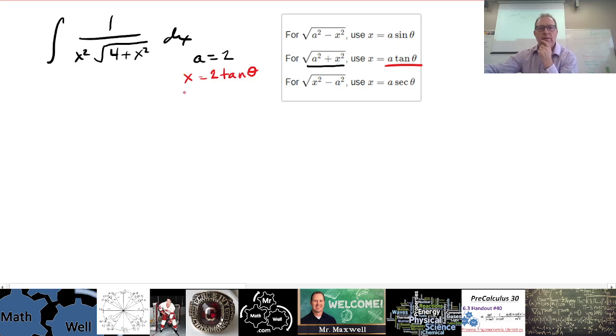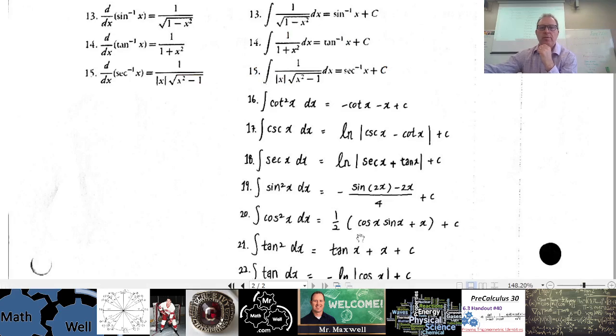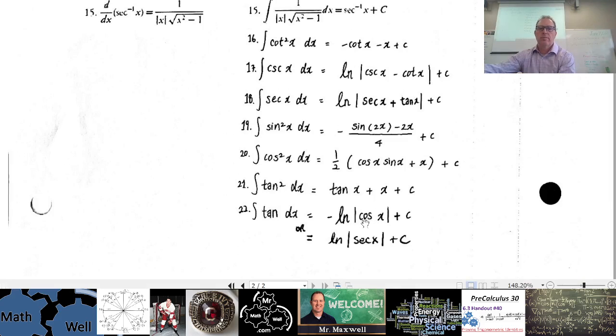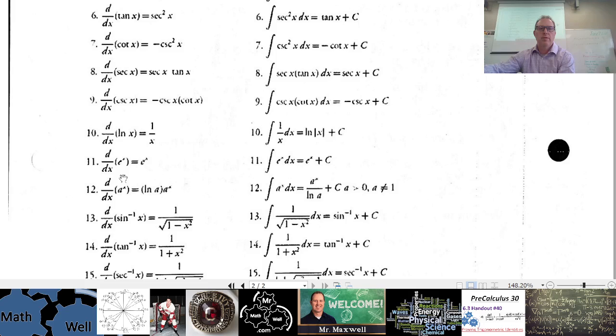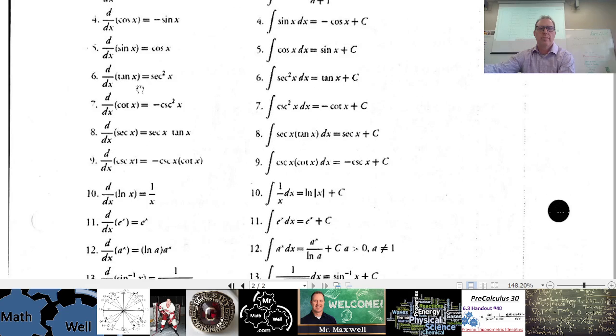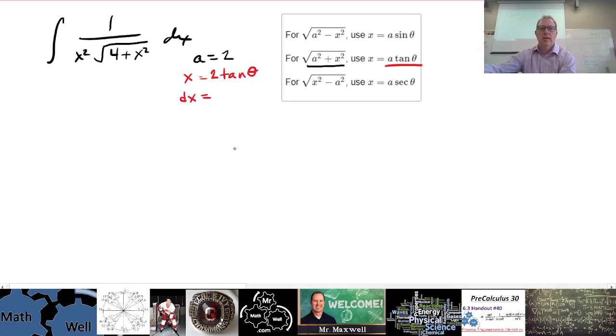Okay, well that's good. What about dx? So the derivative of x, what's the derivative of tan? Remember the derivative of tan? Yeah. So the derivative of tan x is secant squared x, or in our case, secant squared theta. All right? Remember, because we have a dx here we need to find dx, and we have x's here so we need to find x. So what do we get when we go ahead and substitute all this in?